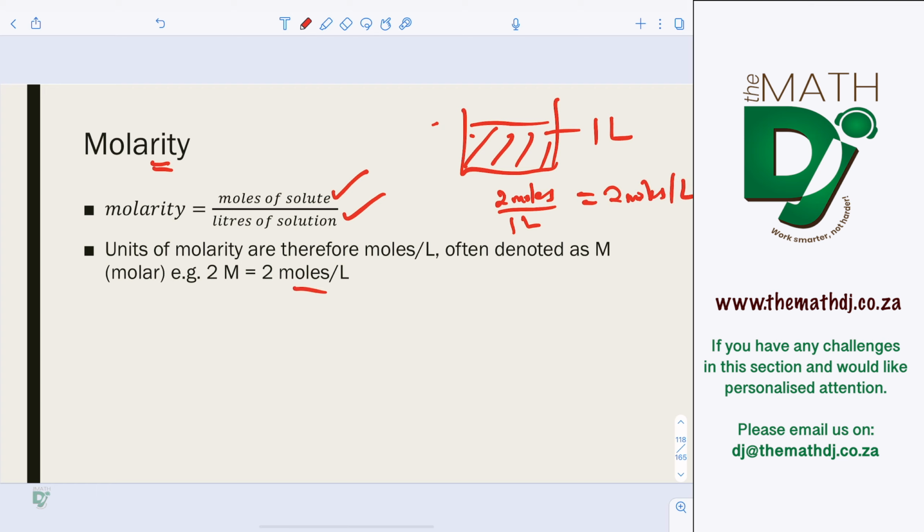So moles per liter is represented by an M. So you can say 2M. M, the big M, representing moles per liter. So units of molarity are therefore moles per liter, often denoted as an M, e.g. 2M is equal to 2 moles per liter. So remember, it's per liter for molarity.